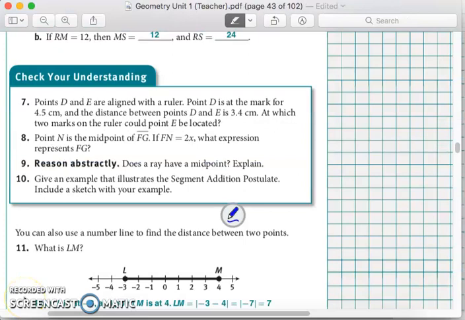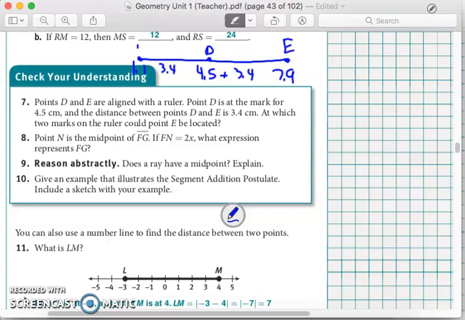Here, along with the ruler, point D is at the mark for 4.5, and it says that E is 3.4 centimeters away. So what are two marks that E could be located at? Well, E could be 3.4 in this direction. If you add 3.4 to 4.5, you get the point 7.9. Or it could be 3.4 less than 4.5, which would be 1.1. So it could be either one of those places. This is D, and that could be E, or that could be E. That's what they're asking: what are the two possible values of point E?